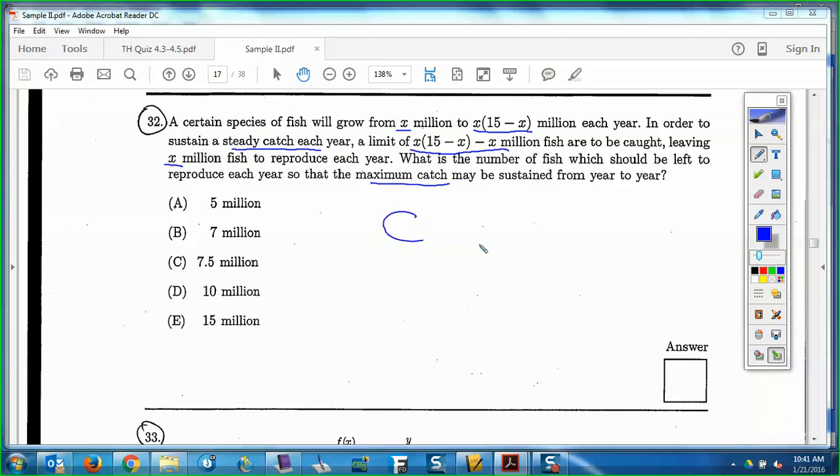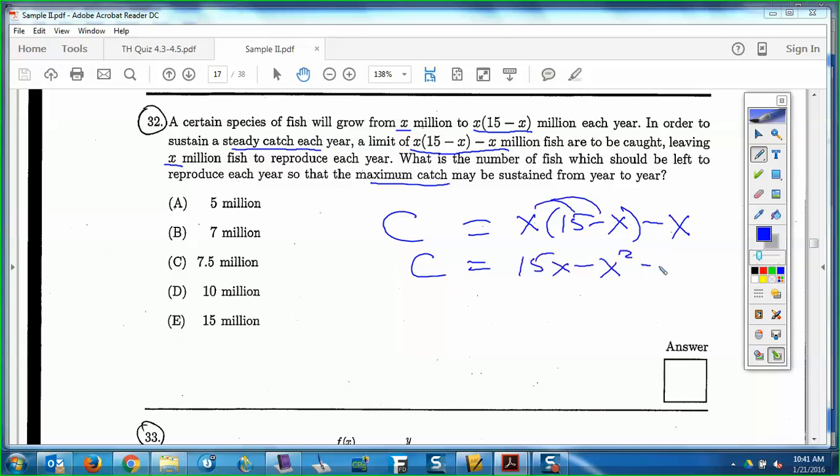So I'm going to call that function C for catch. And that is X times 15 minus X, minus X. I mean, you know what I mean? This is an optimization problem. We want to maximize the catch. So the first step is always identify it and write an equation for it. So they actually gave you the equation for it. It just kind of gets lost in all those words, I think, is probably the problem. So actually, this is a pretty simple one, even though you can use your calculators.